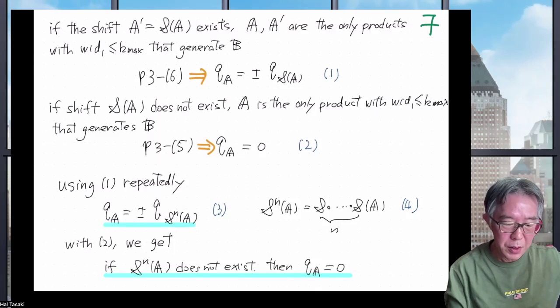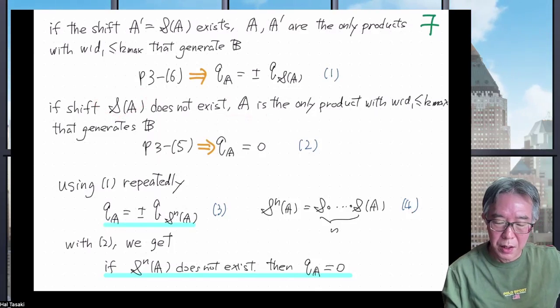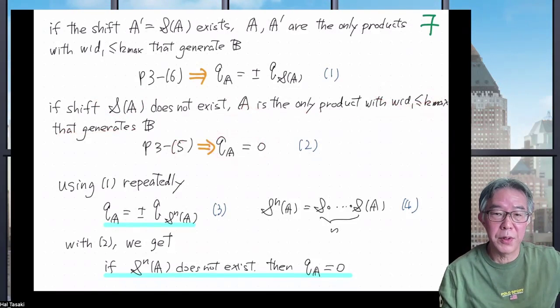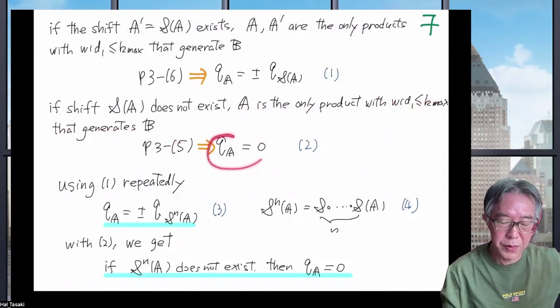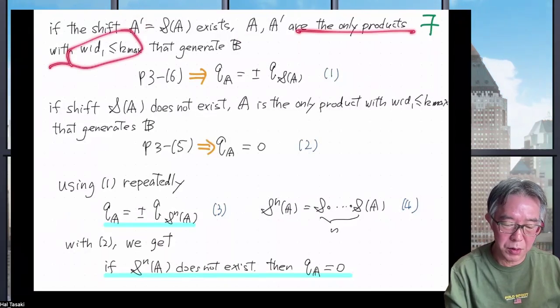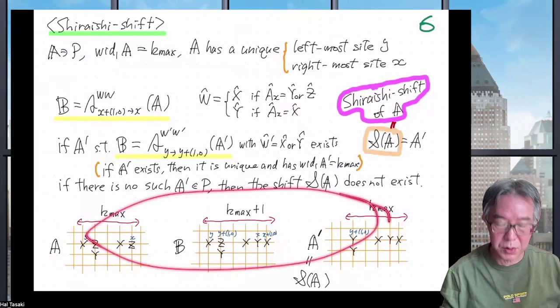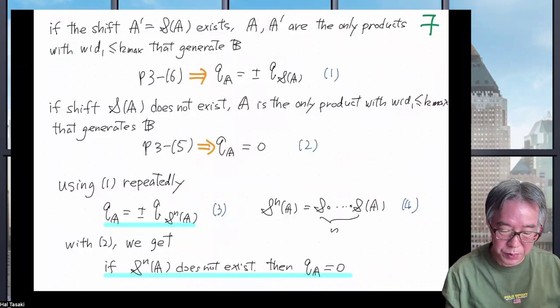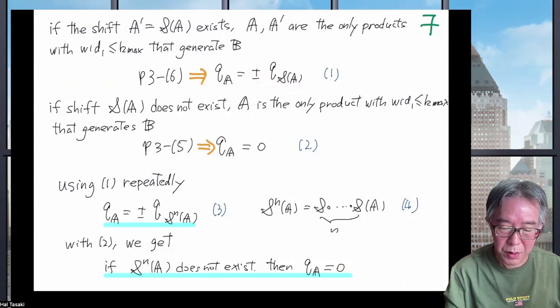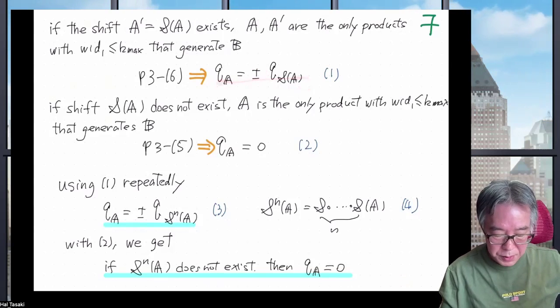First of all, if the Shiraishi shift of A does not exist, then A is the only product with this condition that generates B. And then from this 5, you see that this has 0 coefficient. Okay. If you cannot Shiraishi shift, then its coefficient is 0. Very simple. And then this one, if the Shiraishi shift A prime exists, then A and A prime are the only products with this condition that generates B. You can easily convince yourself by looking at this, and you can of course prove it. And then in this case, this relation 6 tells you that the coefficients are related. And again, you can find out this sign, and we do it later, but now I don't care. Okay, so they are related like this.